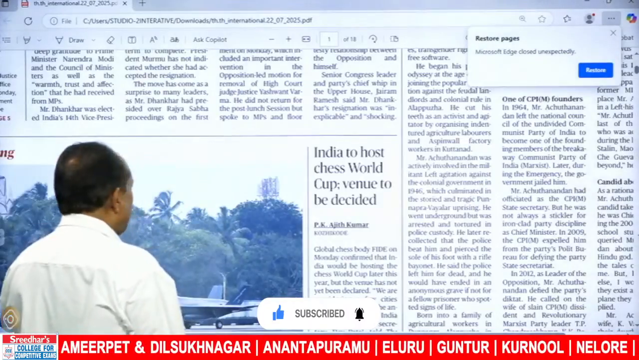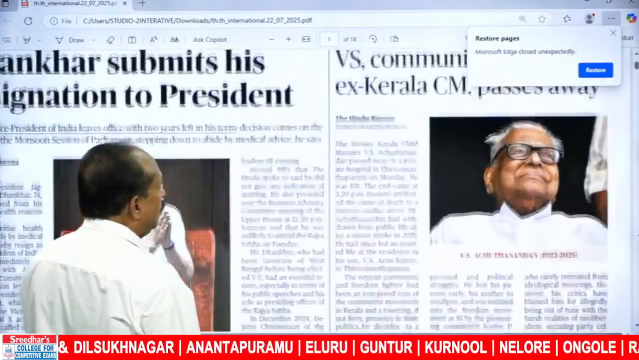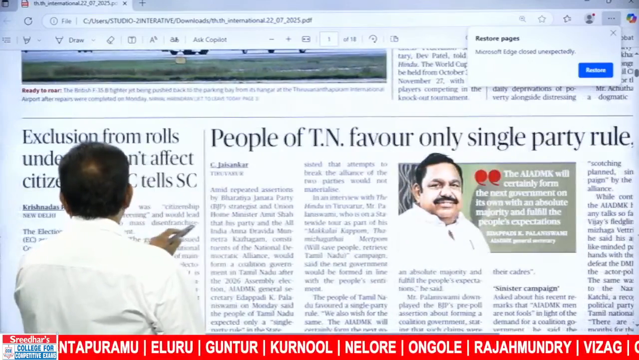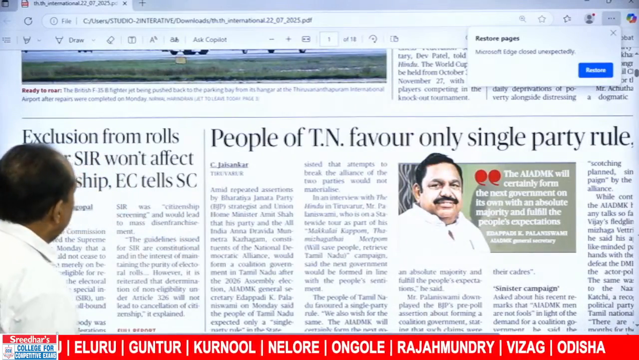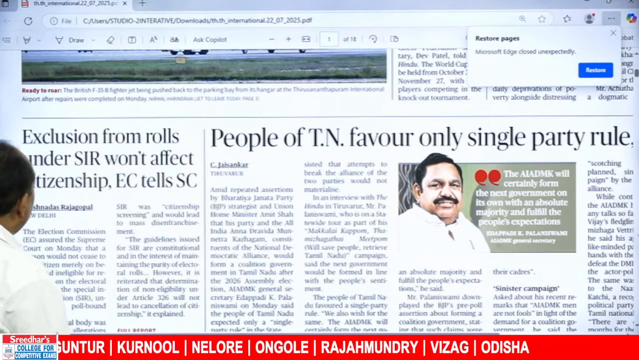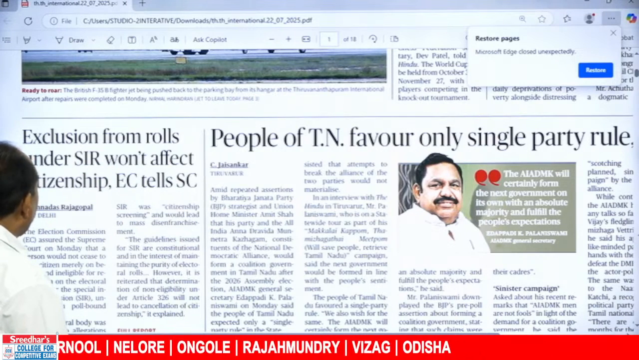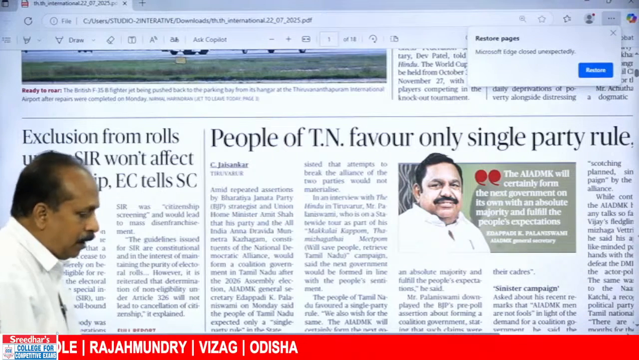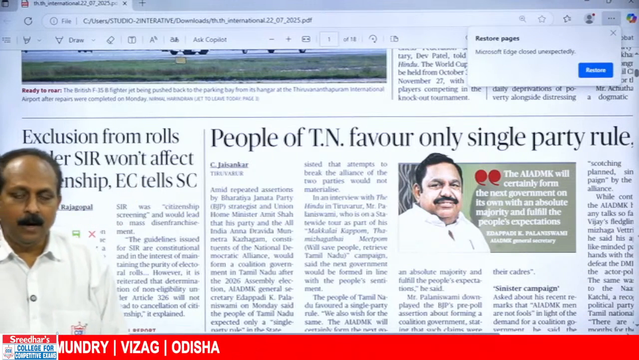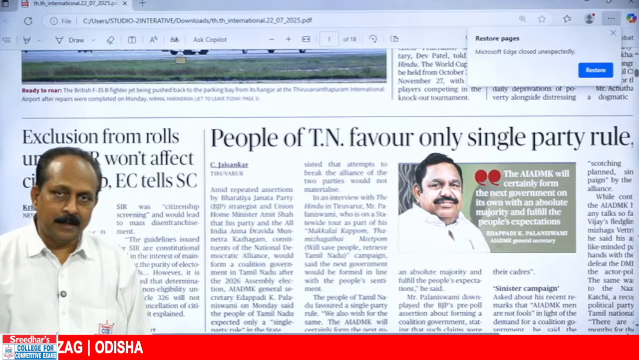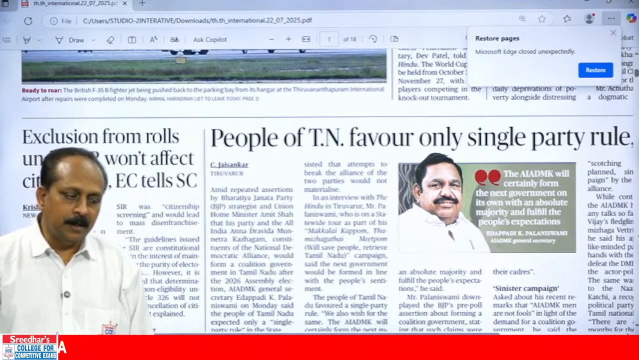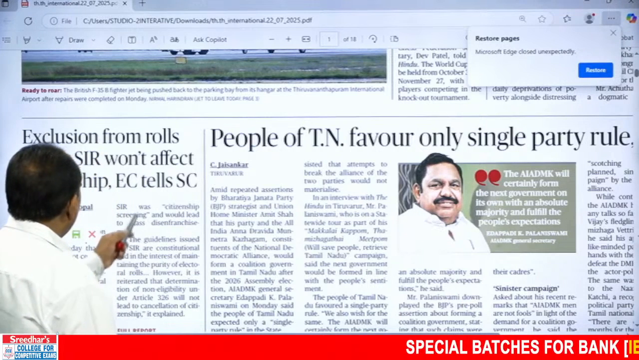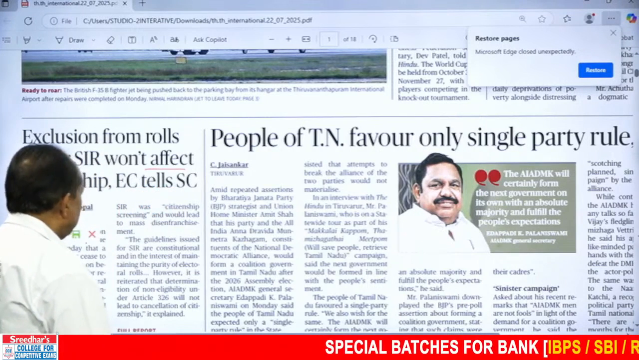Going to the next news item, what do we have here? I think I've read out this one. We have two headlines. Exclusion from rules under SIR won't affect citizenship, EC tells Supreme Court. I think it is regarding elections in Bihar and inclusion, exclusion of prospective voters based on certain criteria. And here there's one important word. What is that one? Affect.